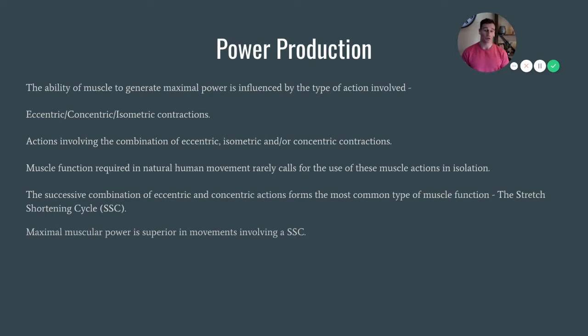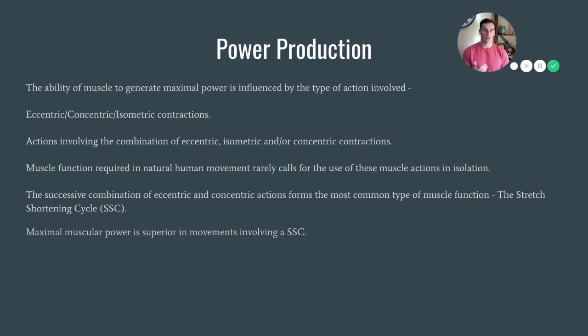Obviously in a sport environment, most often actions involve a combination of all 3. Very rarely in the sporting arena are we just performing one or the other. If we think of running, change of direction, making a rugby tackle, different muscle groups are interacting in different ways and performing different kinds of contraction. And an important thing to cast your mind back to is the stretch shortening cycle. Maximal muscular power is superior in movements involving a stretch shortening cycle.